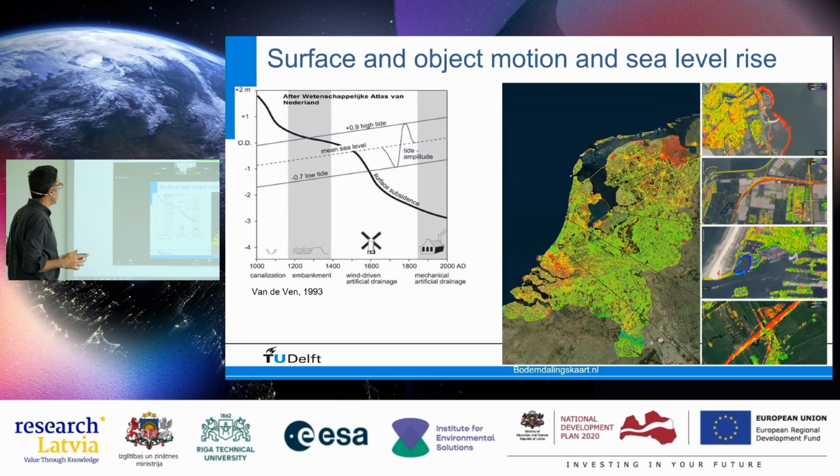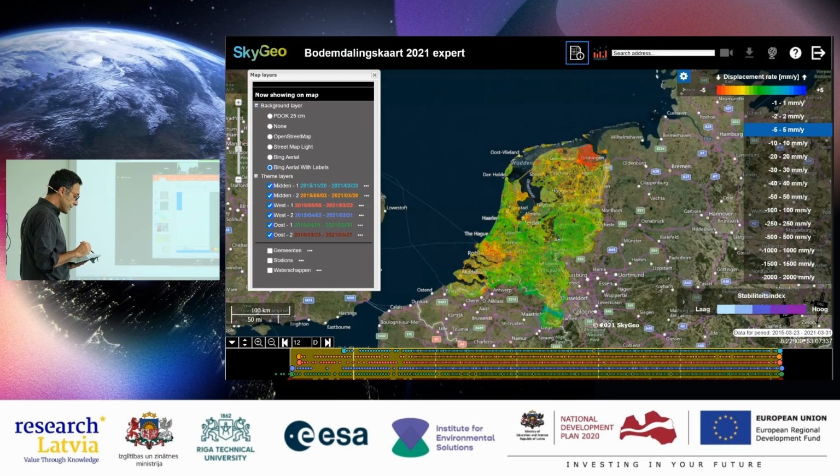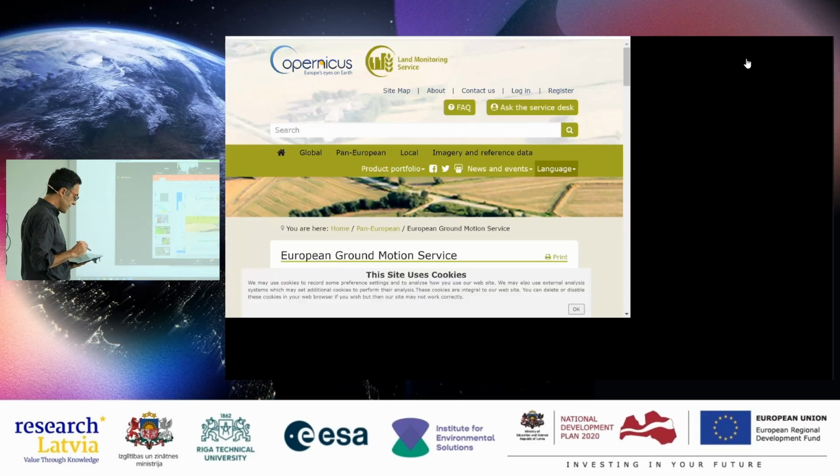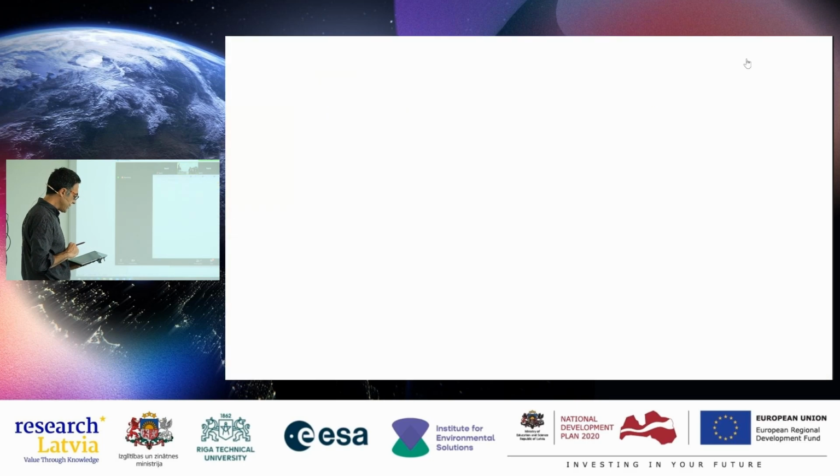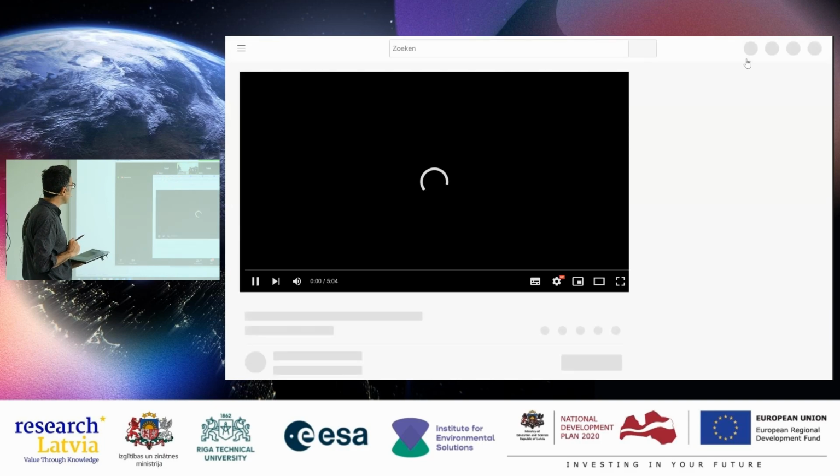There are also nationwide and even European-wide products being made now. So this is the map that we made of the Netherlands. Also here, I can show you. So this is the European ground motion map. Maybe this is something that you've already seen, the EGMS, European Ground Motion Service.